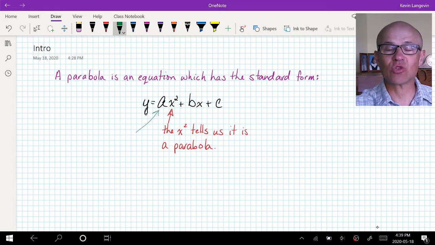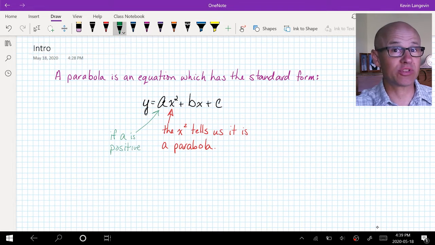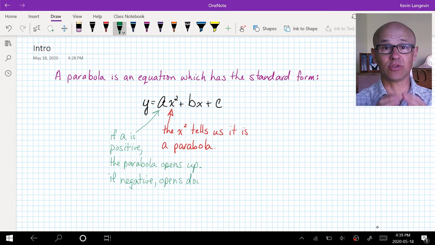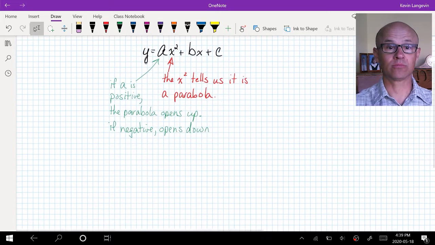The a value connected to the x squared, so whatever number is there, if it's a positive number, our parabola is going to open up. And if it's a negative value, it's going to open down.